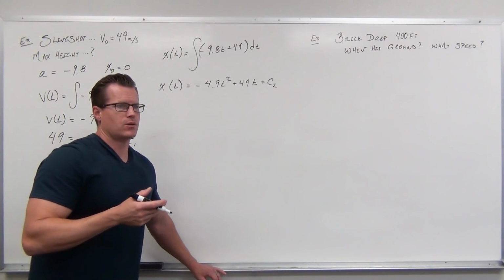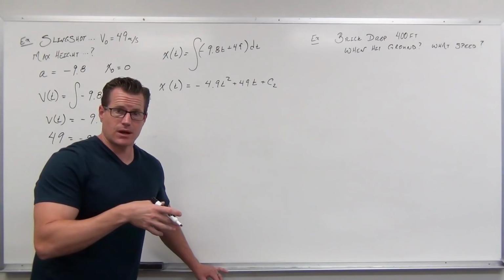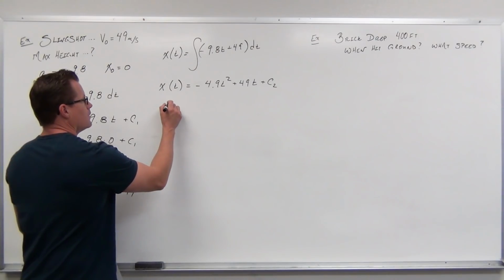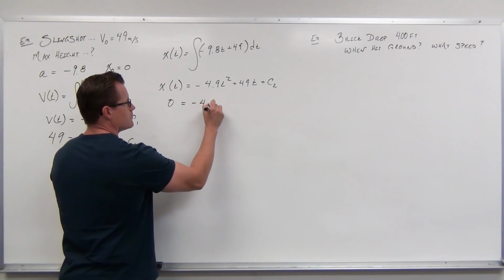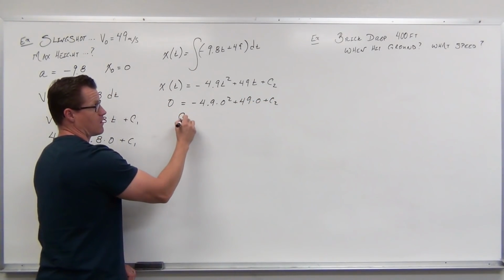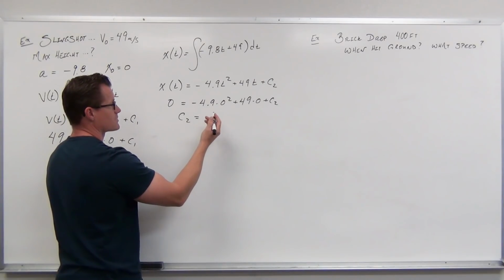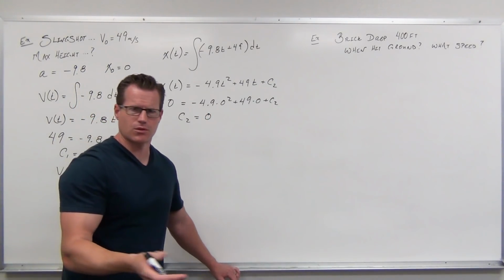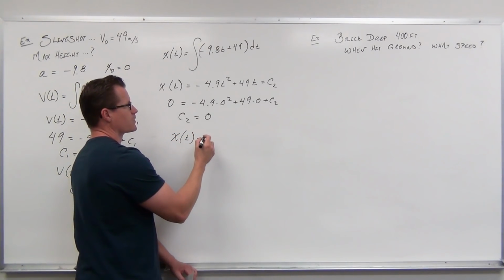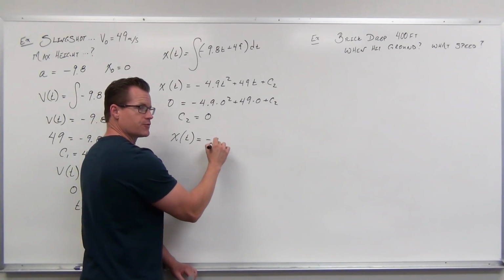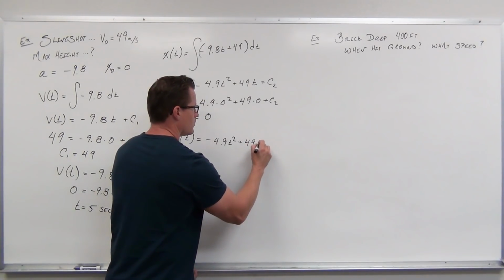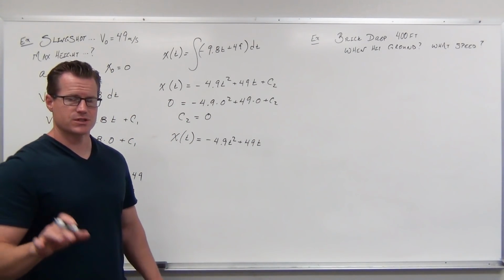Well, in order to figure out our max height, we need to figure out our initial position. Now, we were sitting on the ground, so we're assuming our height is 0 at time 0. So our c sub 2 is just going to be 0. Obviously, we're sitting on the ground. So our position function, how far away we are with respect to our time here, is negative 4.9t squared plus 49t plus 0. There's nothing there.